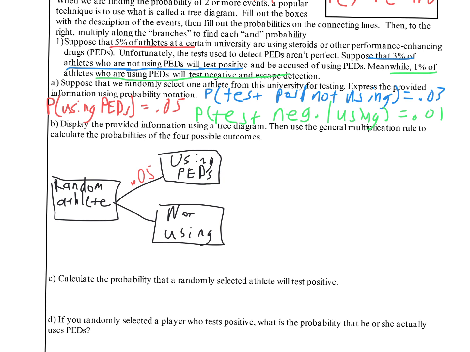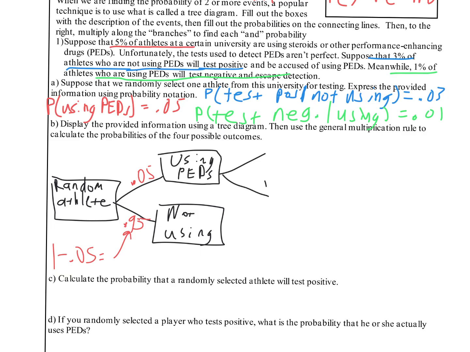Whenever we do one of these splits, it should always add up to 1, because those are the complements. Either they're using PEDs or not. So we can do 1 minus the one that I have, and that's going to give me my answer right here. In this case, that would be 0.95. You can always do that, subtract 1 from one of these branches to get you the other one.